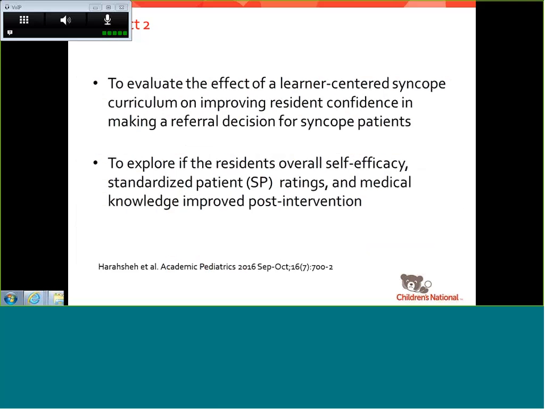The goals of this particular project were to evaluate the effect of a learner-centered syncope curriculum on improving resident confidence in making a referral decision for syncope patients, and to explore if the residents' overall self-efficacy, standardized patient ratings, and medical knowledge improved post-intervention.